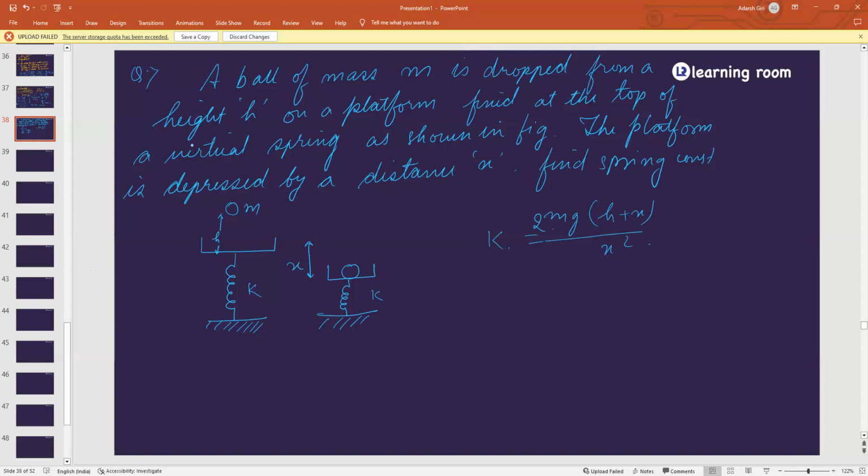Now, what was the total decrement in height? Total decrement in potential energy, or I can say loss in potential energy, is equal to gain in spring energy. So it will be mg h plus x. This was the total decrement in height. The ball did not fall only h height, it went x height more, so that was equal to half kx square. From there you just have to calculate k, 2 mg h plus x by x square.